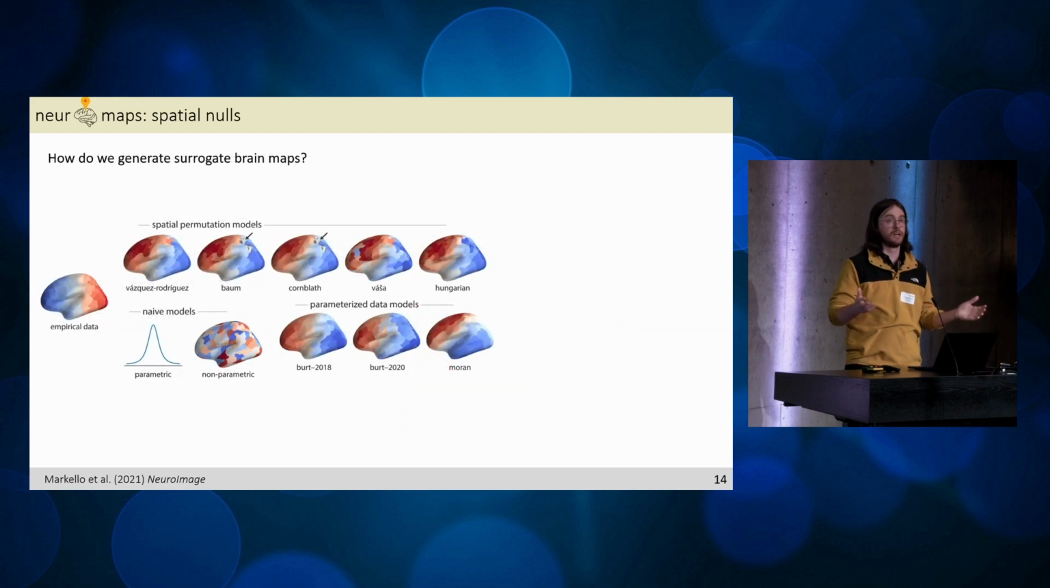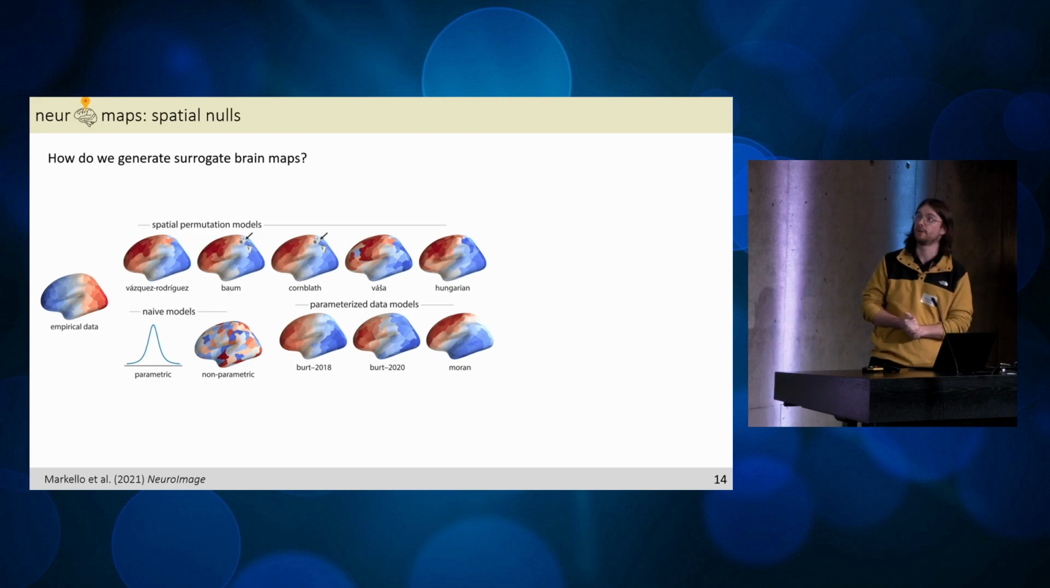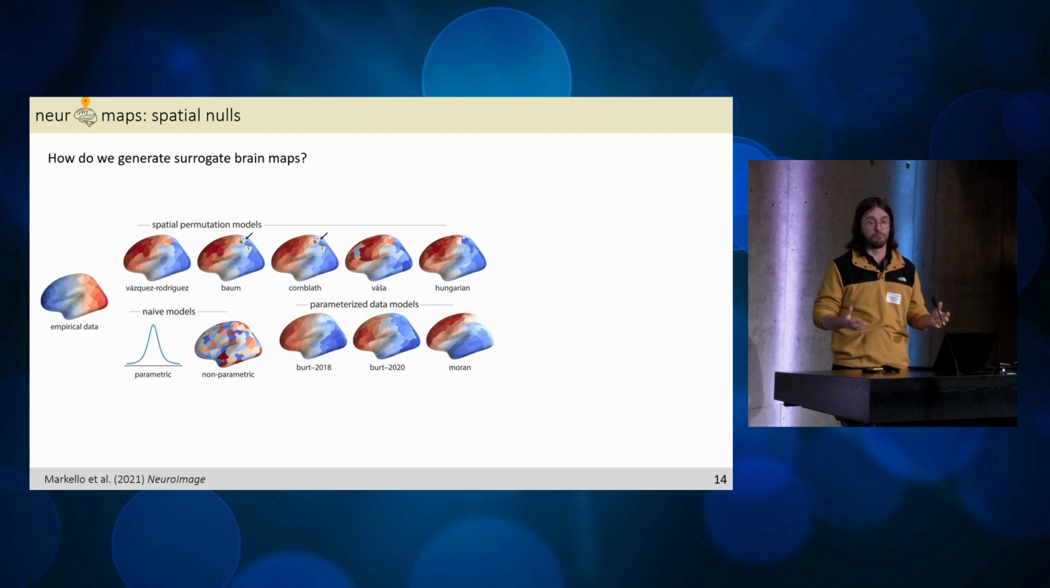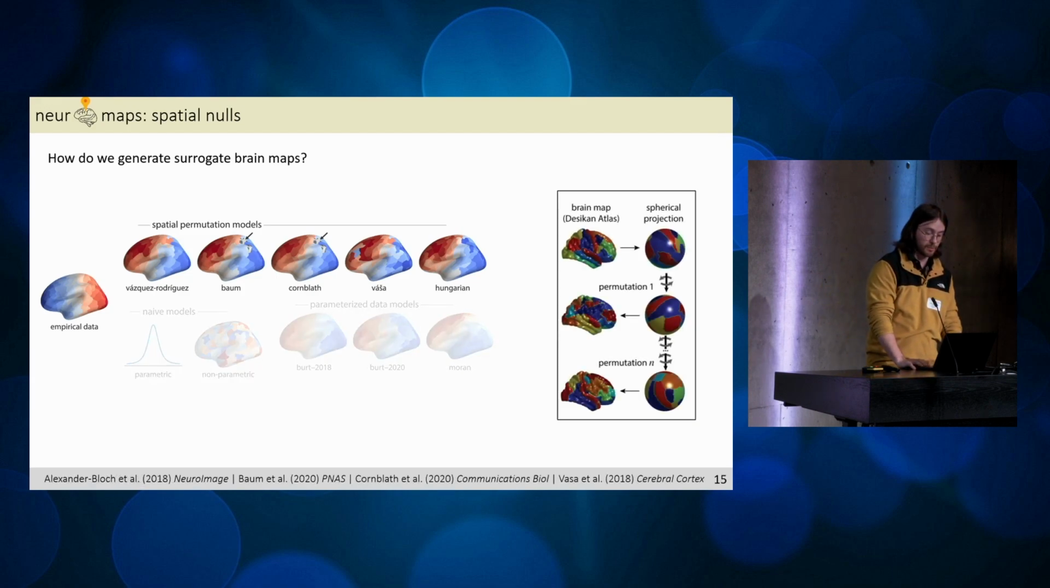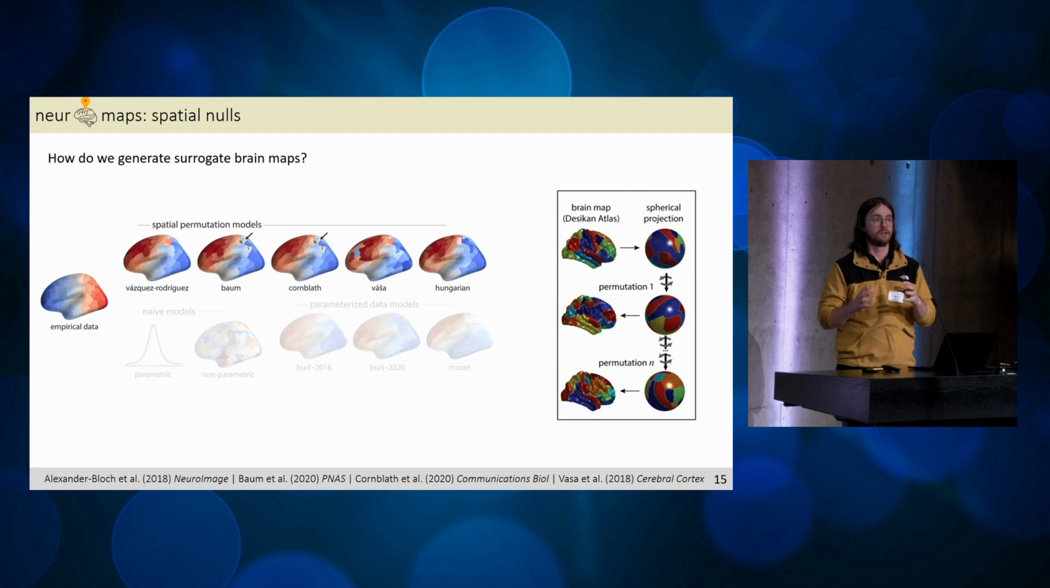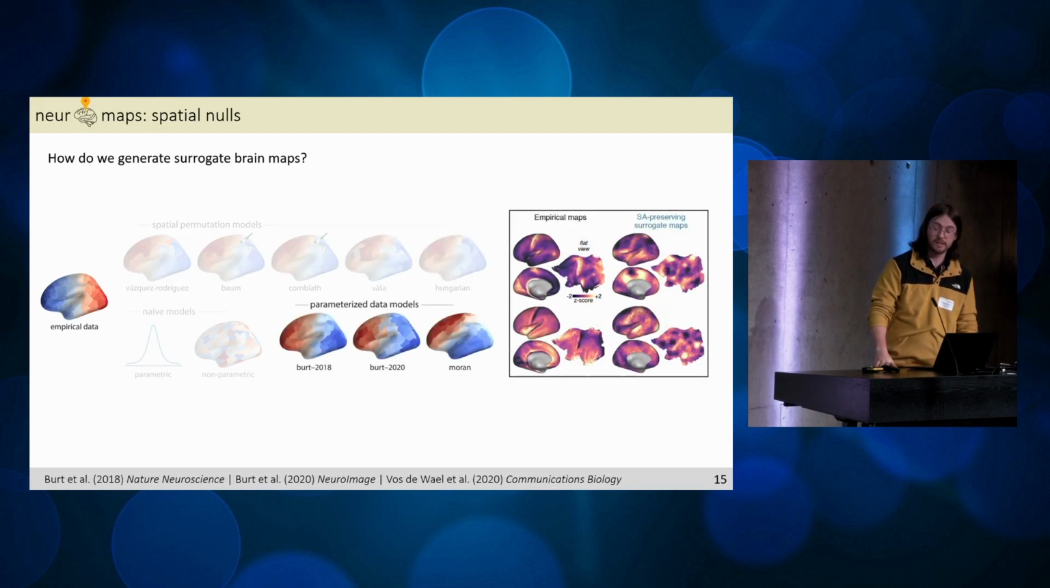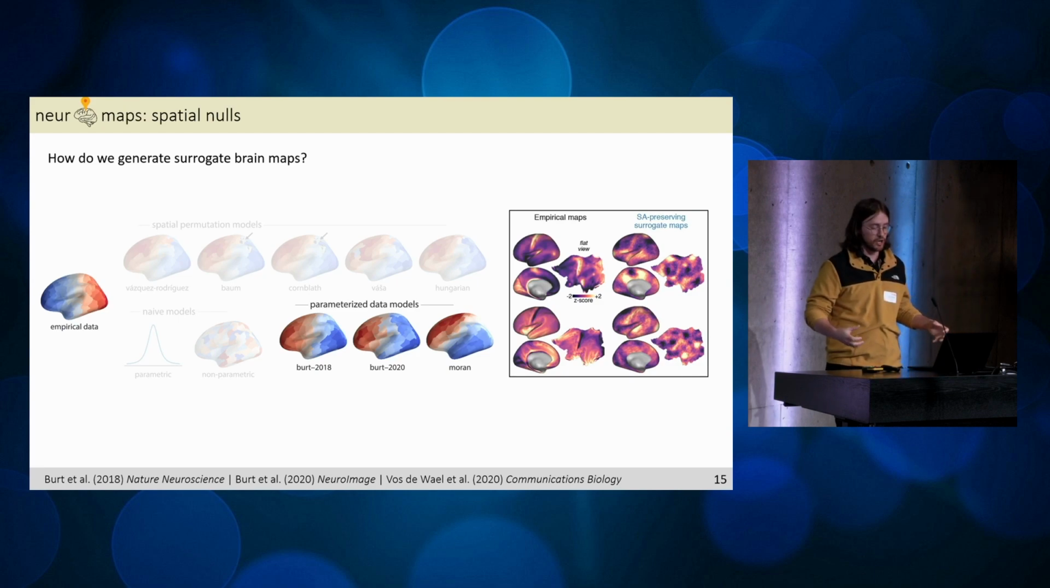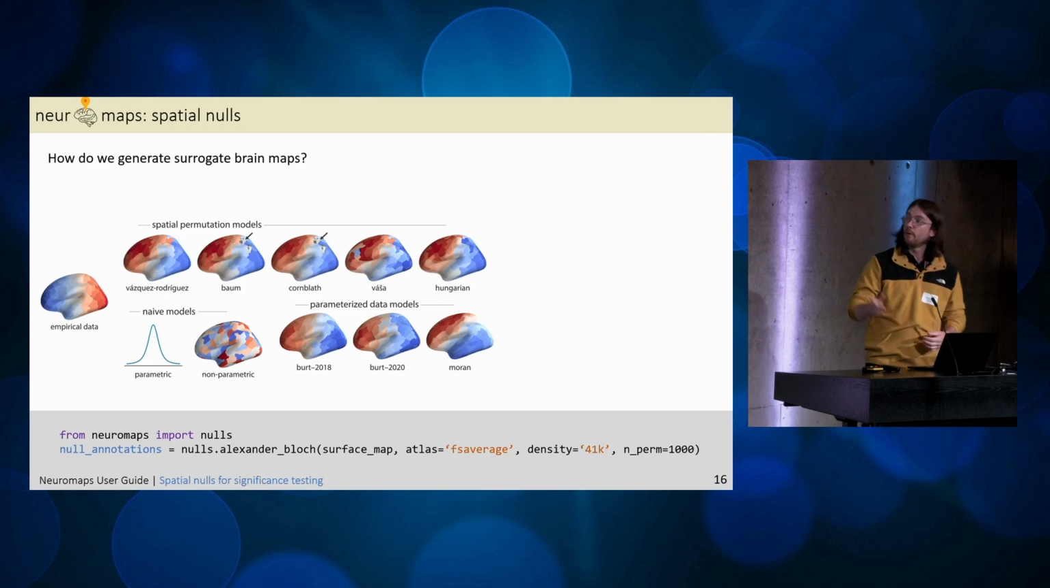And the important thing is that we have to generate brain maps that preserve some important feature that we want to control for. In this case, it's the spatial autocorrelation. So the whole idea here is that we generate brain maps that are still spatially autocorrelated in the same way as our source data. We're going to do that by using either spatial permutation models, which are the classic spin tests, where we take a brain map on the surface, project it to a sphere, rotate it, and then project it back to the actual brain. There's another way to do it when we don't have surface data, which are parameterized data models. In this case, we will basically just generate new brain maps that have the same spatial autocorrelation as our empirical one. And this is actually an example of how you do it with our toolbox.